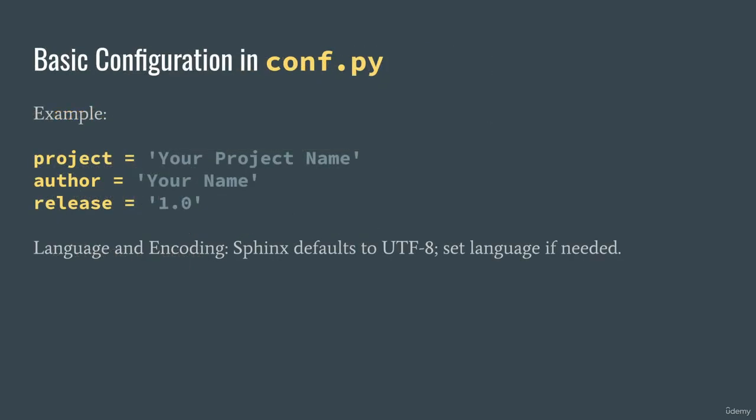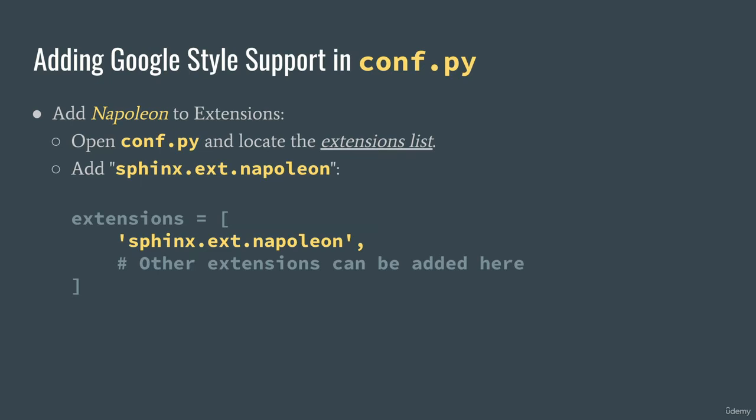Here is a simple example of how the beginning of a config file could look like. Also note that Sphinx defaults to UTF-8 encoding, but you can specify the language of your documentation if needed by adjusting the language setting in the file. To add Google-style support in Sphinx, you need to include the Napoleon extension to the extension list like this.